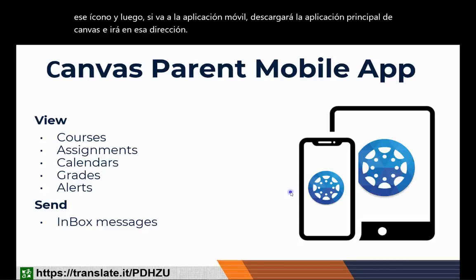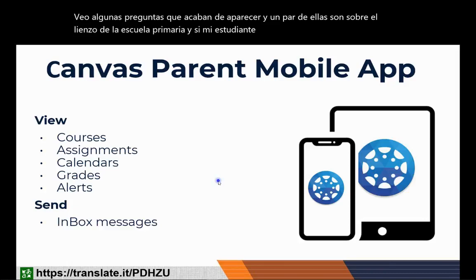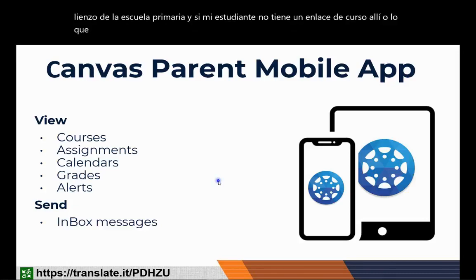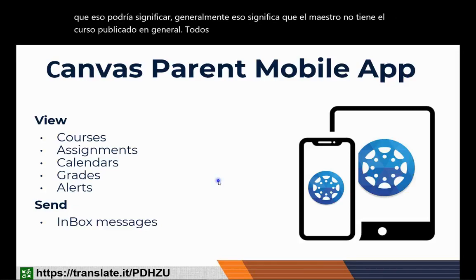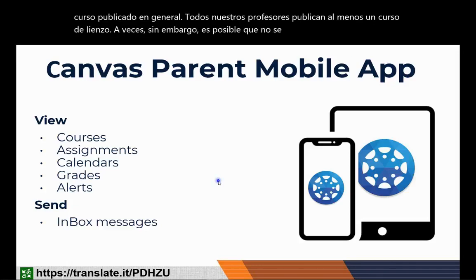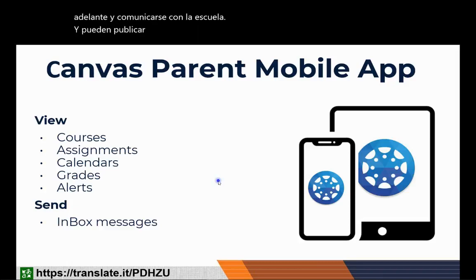I see a few questions that have just popped up, and a couple of them are about elementary school Canvas and if my student doesn't have a course link there or what that might mean. Typically, that means the teacher doesn't have the course published. By and large, all of our teachers publish at least one Canvas course. Sometimes, though, they may not realize the course is not published. So if you don't see something for your student, you can go ahead and contact the school and they can publish that course for them, okay?